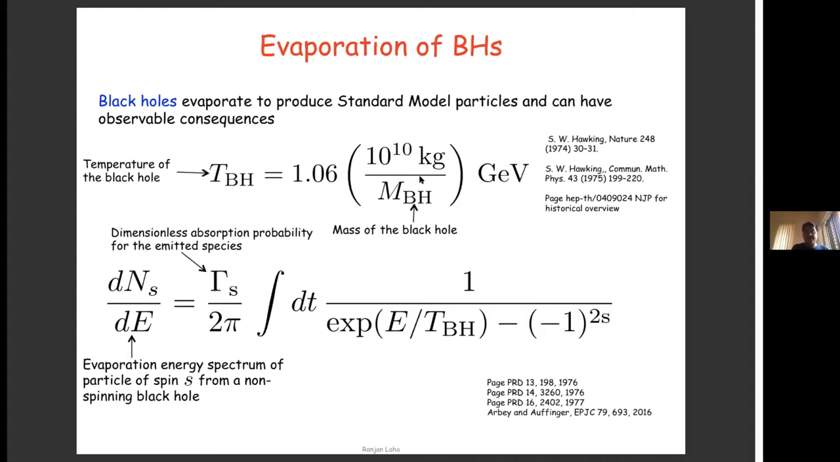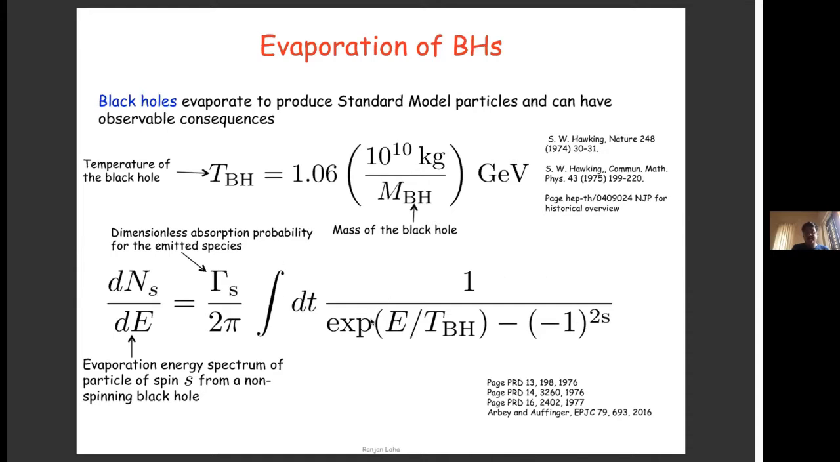So if the black hole mass is MBH and the temperature is TBH, a 10^10 kilogram black hole has a mass of 1 GeV. All right. One can also calculate the energy spectrum of particles that are being emitted from black holes. This is given by this expression, where E is the total energy of the particles and S is the spin of the particle being emitted.